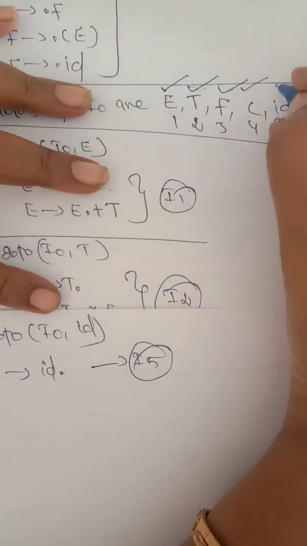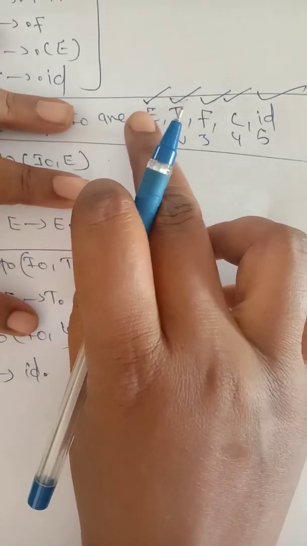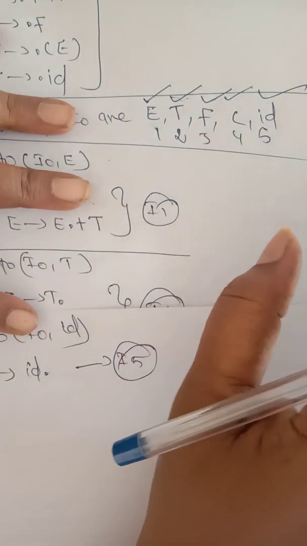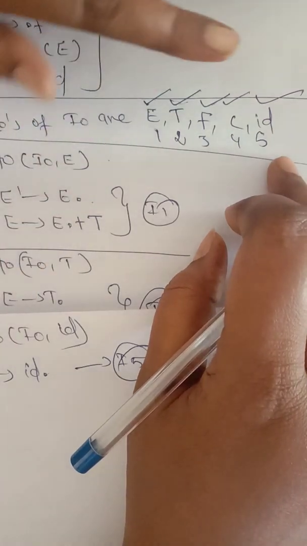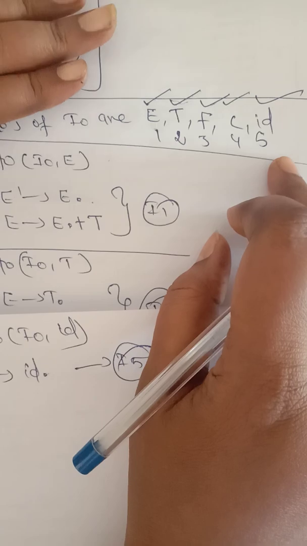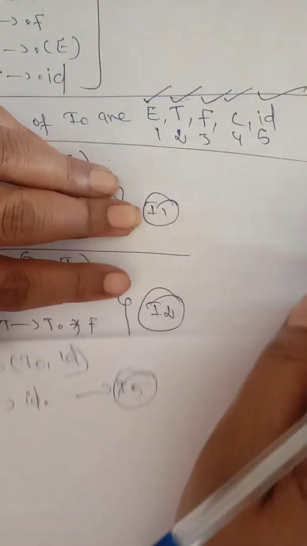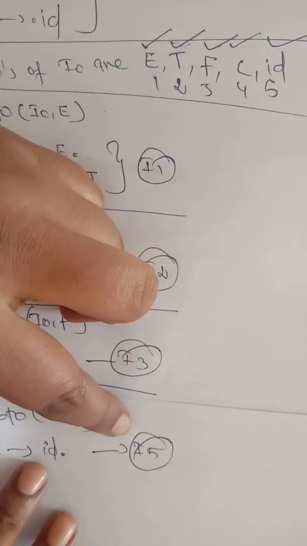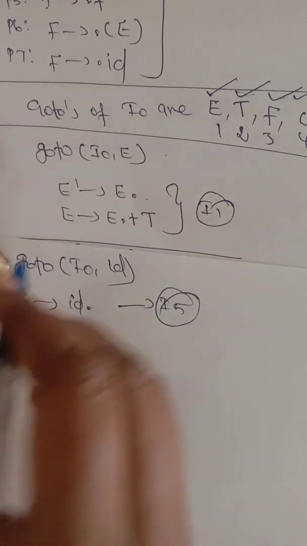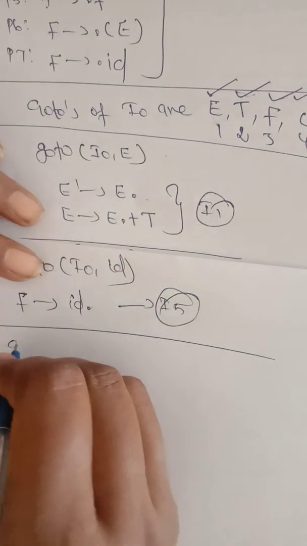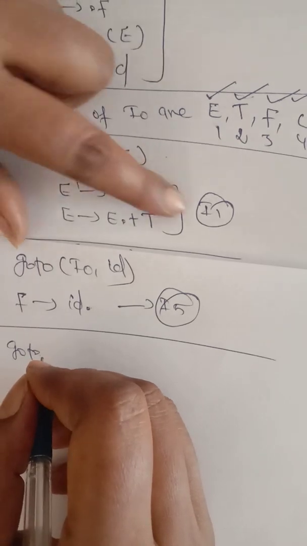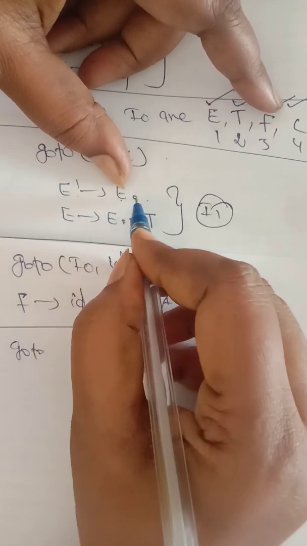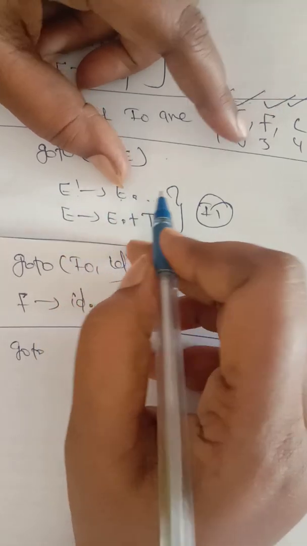So goto of I naught comma E T F open bracket id. The ids are over. Next, we have to apply gotos for the new sets I1, I2, I3, I4, I5. So what is goto of I1? In I1 we are having two productions. The first one, E dash comes to E dot. After that we are not having any value, so no gotos are available there.